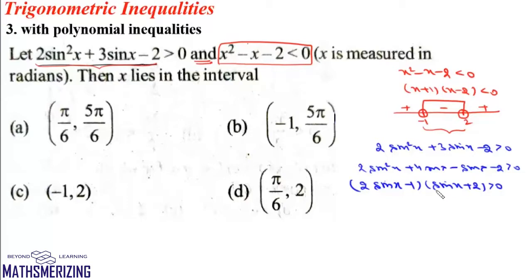Now we know that sin x will always lie between −1 and +1. So that means sin x + 2 is always positive. So its sign doesn't change. So we'll remove the expression from the inequality. So from here, the only condition that we'll get is the value of sin x should be greater than 1/2.